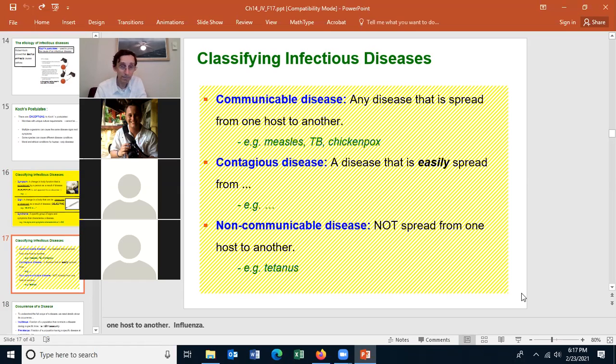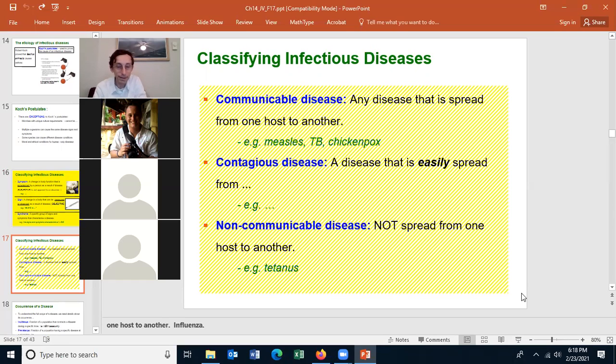So TB is communicable, but it doesn't spread all that easily. So it is not contagious. So all these diseases that are contagious are also communicable, but only some diseases that are communicable are contagious.